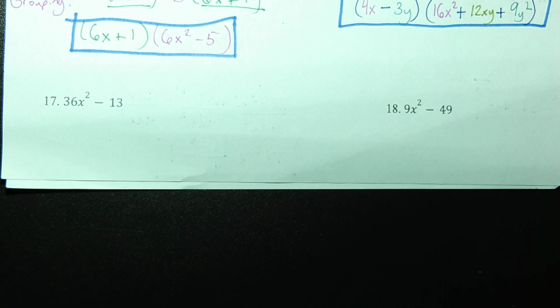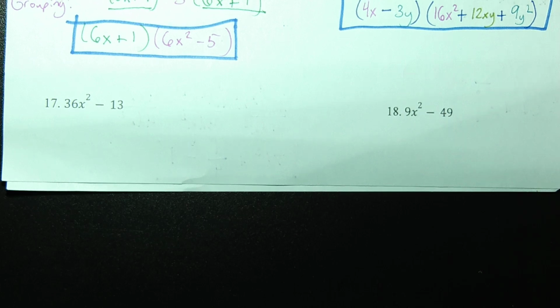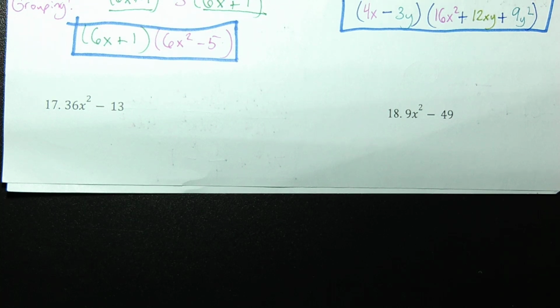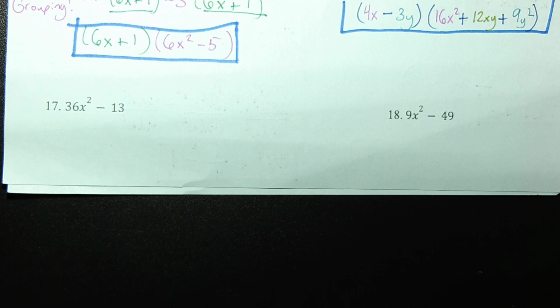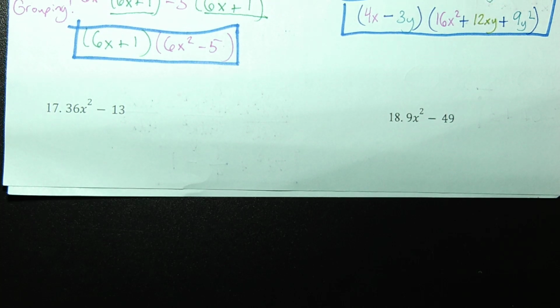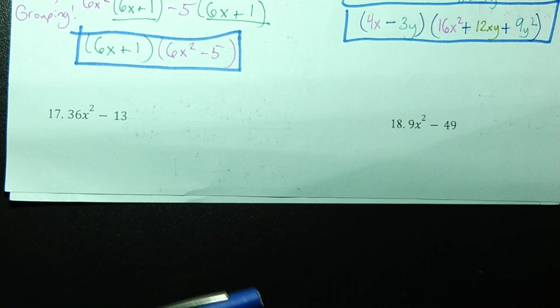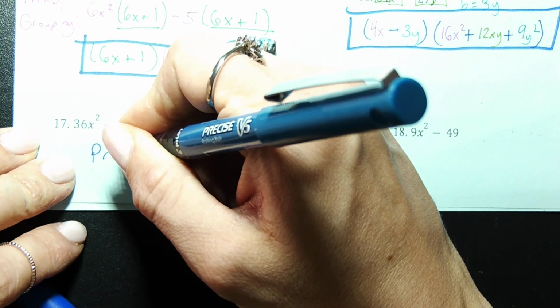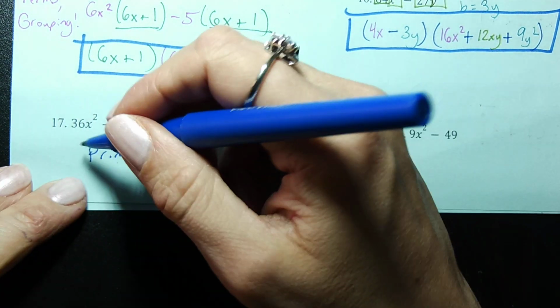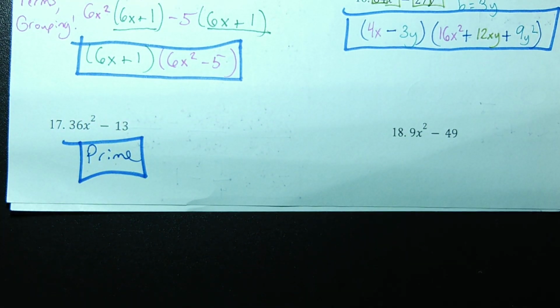Question 17. How did Katie do it? This is like a trick question. What do you do with the 13? What do we do with that 13, folks? Is that a perfect square? No. Is there a GCF? No. So we can't factor it. So it is prime. I hate those. You spend like 2 minutes trying to figure it out and then it's prime. 18 is factorable.